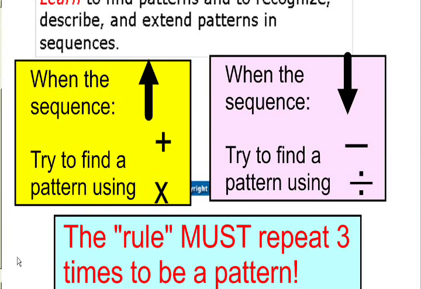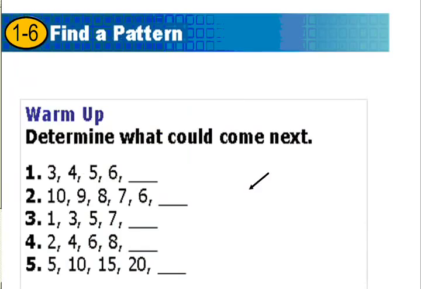And important to know also, remember, the rule or the pattern must repeat 3 times, or make sure it repeats. It might only repeat twice, but if you can repeat that pattern 3 times, you know it is a pattern. You know that rule is truly the pattern. So let's look at some more examples, and we'll practice finding the pattern. Let's look at number 1.